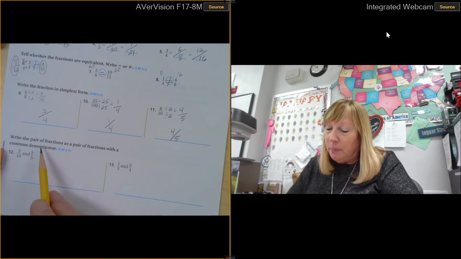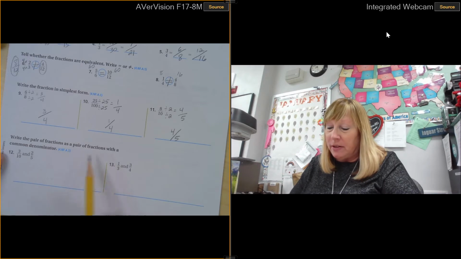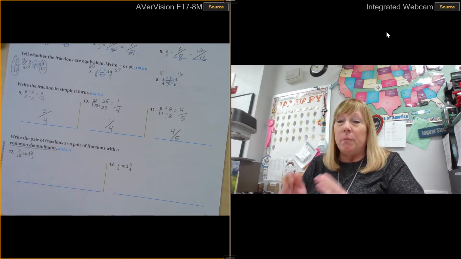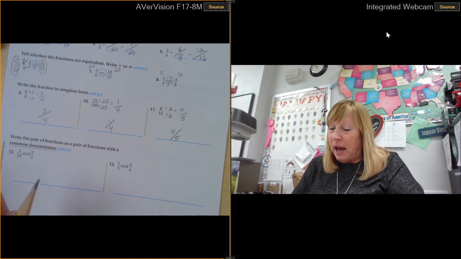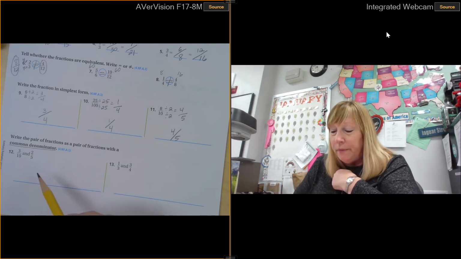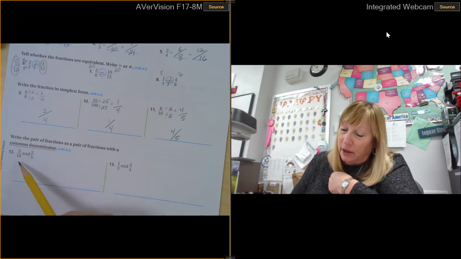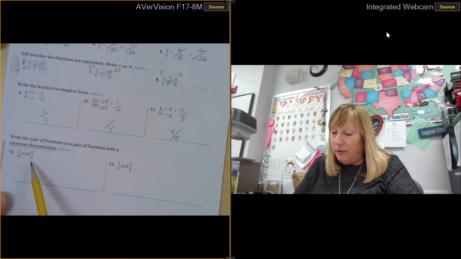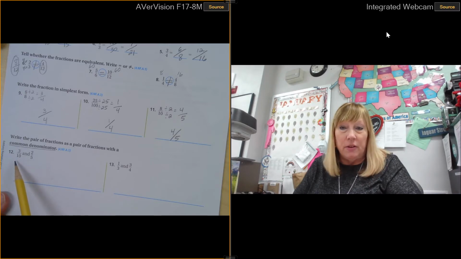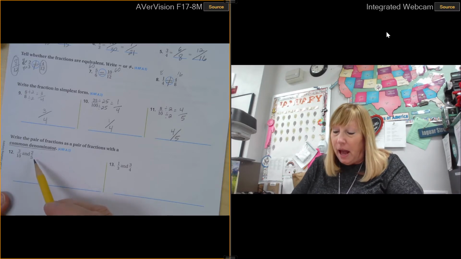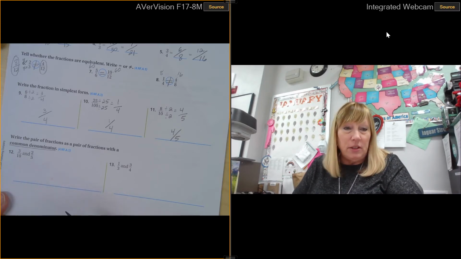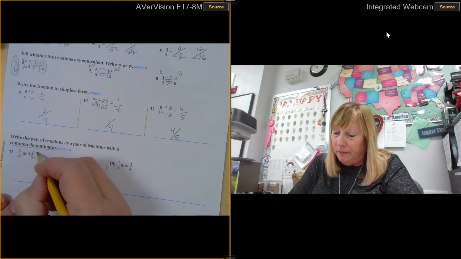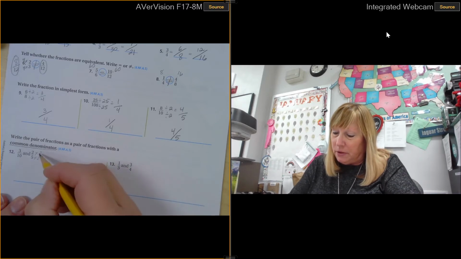Okay, write the pair of fractions as a pair of fractions with a common denominator. That means they're both going to have the same denominator. Well, I look here and I've got 3/10 and 2/5. Can I change one of those denominators to make another denominator? Yes. I can change 2/5 to tenths if I multiply by 2 and multiply by 2.